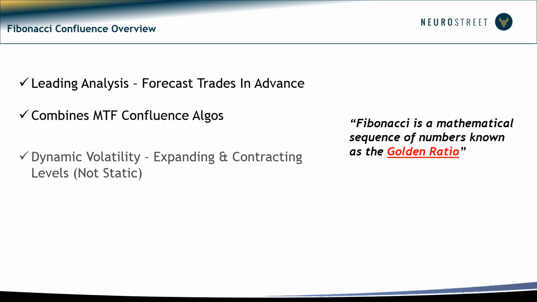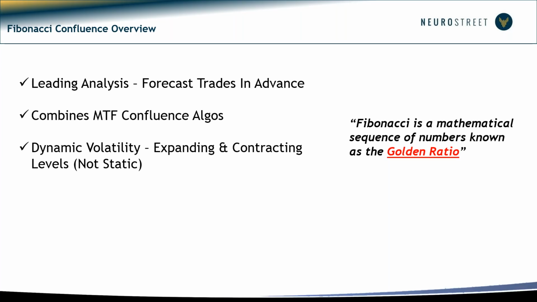But what's important to understand is that it's always expanding or contracting. This is why having a system component to the software is so critical, because average range is always expanding and contracting. So as the market trends or as the market becomes oscillated, the levels of support and resistance are always going to be contracting or expanding.